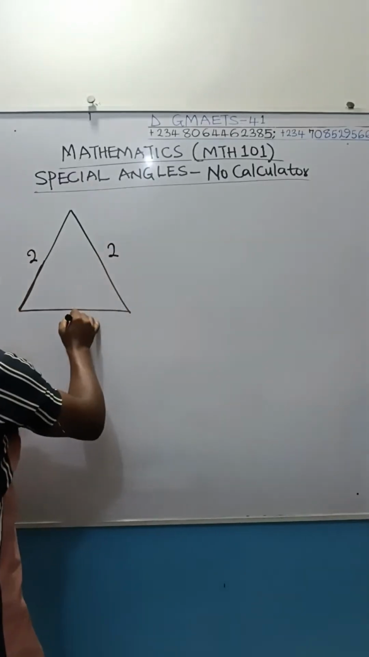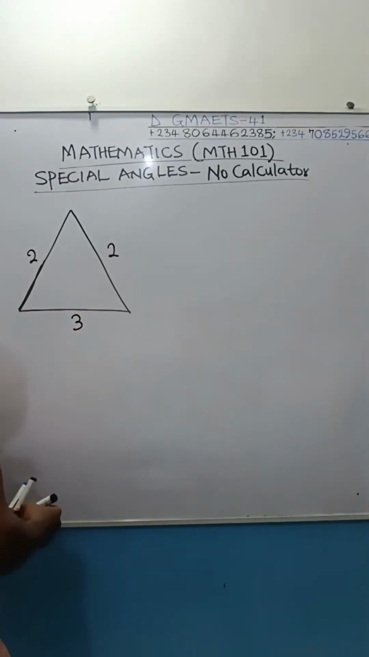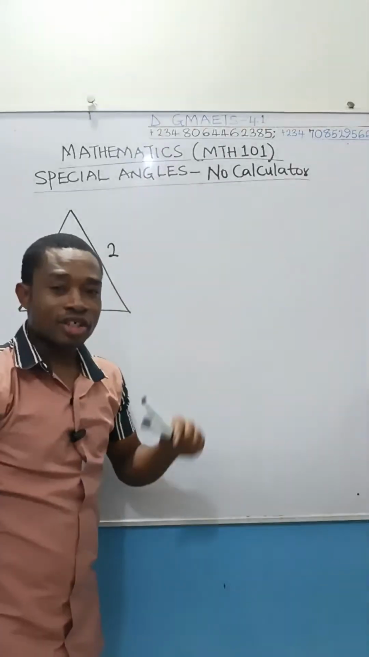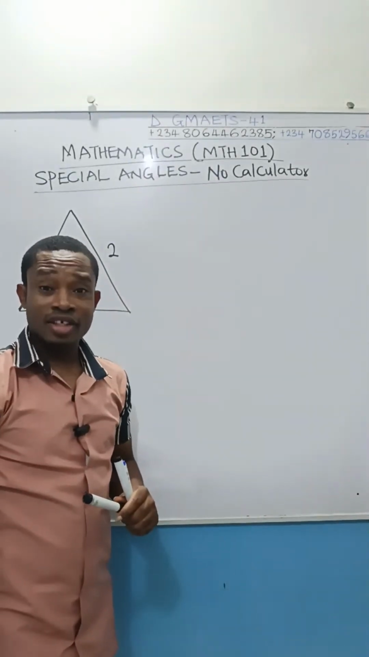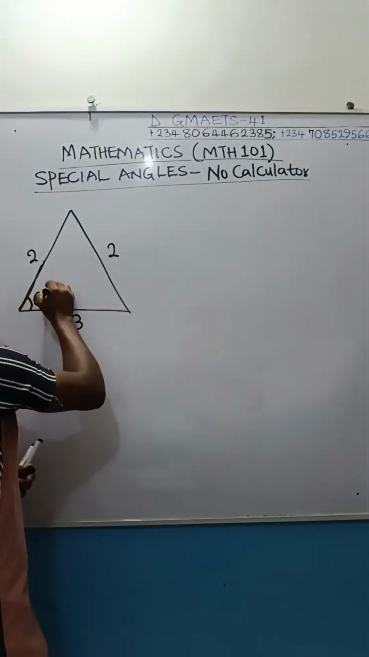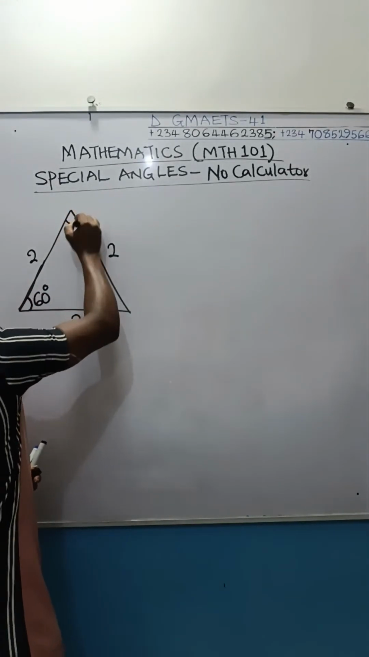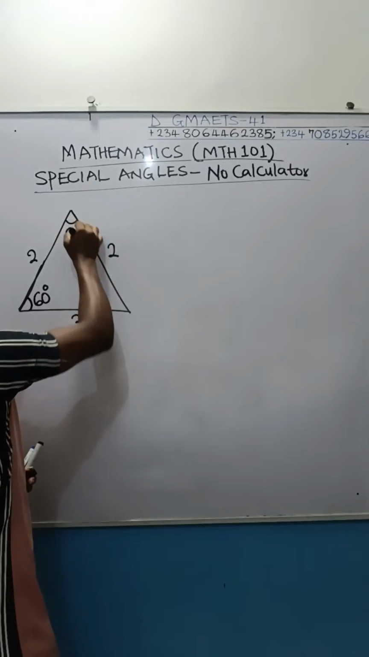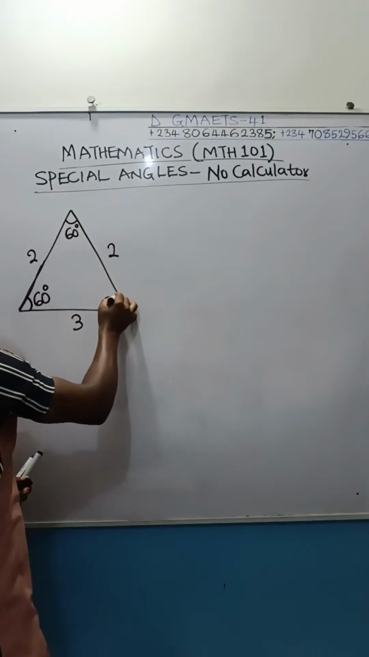This is 2 units. This is 2 units. This triangle is actually an equilateral triangle. So each of the angles we have here are 60 degrees, 60 degrees, 60 degrees.